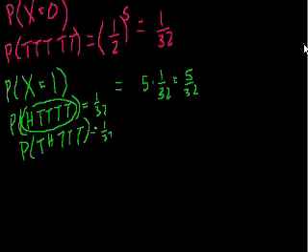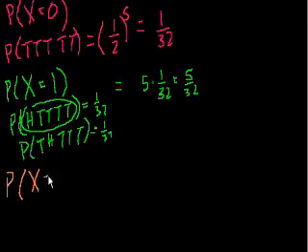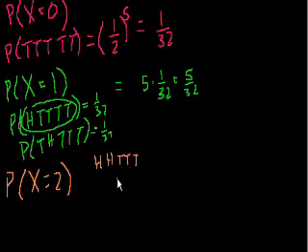Now it gets interesting. I'll do each of these in a different color. What is the probability that my random variable is equal to 2? So I flip the coin 5 times. What is the probability that I get exactly 2 heads? Now it becomes a little bit interesting. So what are all the situations? I could have heads, heads, tails, tails, tails. I could have heads, tails, heads, tails, tails.